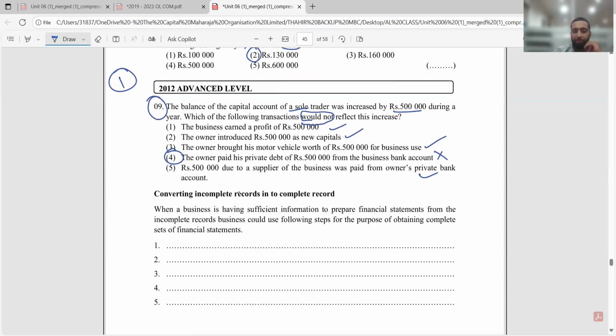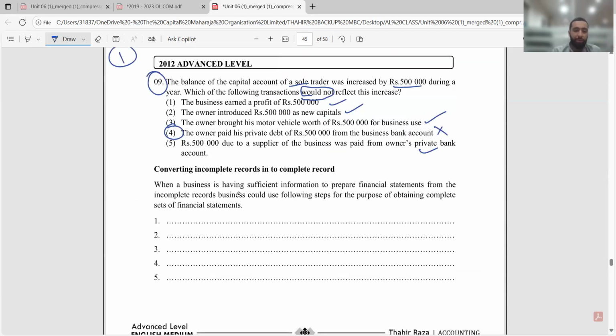Right? Okay. So let's quickly write this down. When a business has sufficient information to prepare financial statements from incomplete records, the business could use the following steps for the purpose of obtaining a complete set of financial statements. Okay. So first of all, recording opening balances.